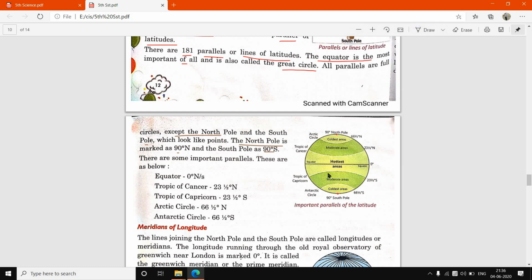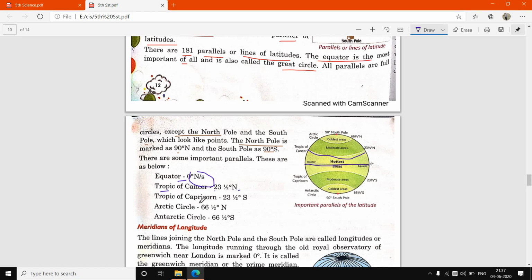First of all we have to mark the equator. This is the line of the equator. The equator is at 0 degrees. Now the Tropic of Cancer. This line is the Tropic of Cancer. It is at an angle of 23 and a half degrees north.